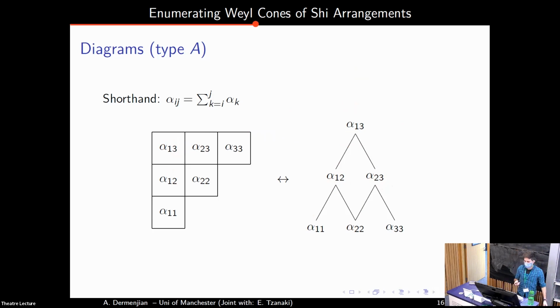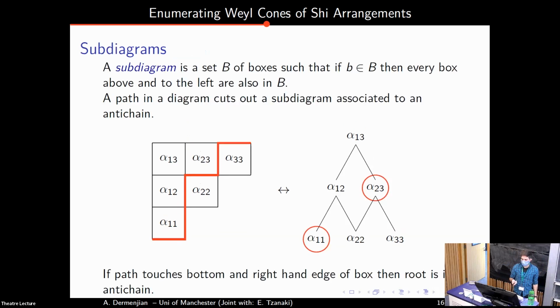This is a good part to talk about the shorthand notation that I'm starting to introduce here. When I have alpha ij, so like alpha 1,1, this is just the sum of all the simple roots. So alpha 1,1 is in fact just equal to alpha 1. Alpha 1,2 is alpha 1 plus alpha 2. Alpha 1,3 is alpha 1 plus alpha 2 plus alpha 3. All right. So this is type A. And it turns out, I need one more thing.